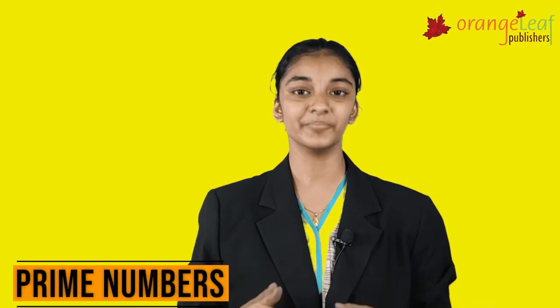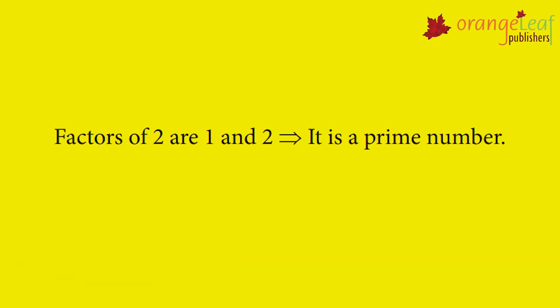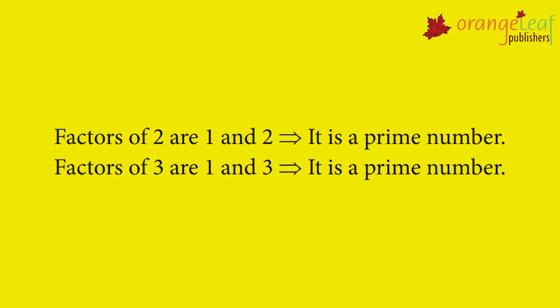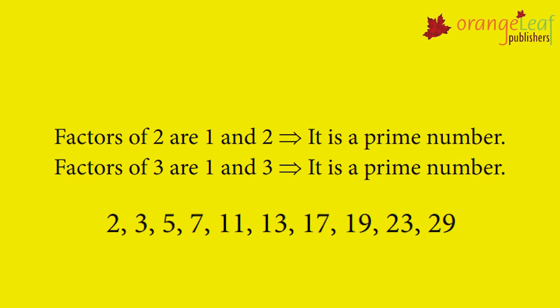Prime and composite numbers. A number that has only two factors, 1 and the number itself, is called a prime number. For example, factors of 2 are 1 and 2. Therefore, 2 is a prime number. Similarly, factors of 3 are 1 and 3. So, it is also a prime number. Thus, 2, 3, 5, 7, 11, 13, 17, 19, 23, 29 are all prime numbers.